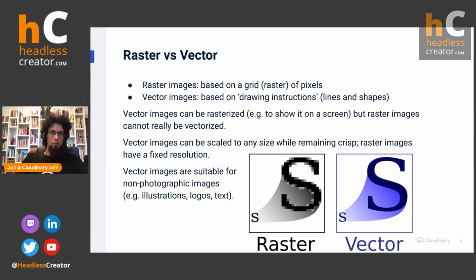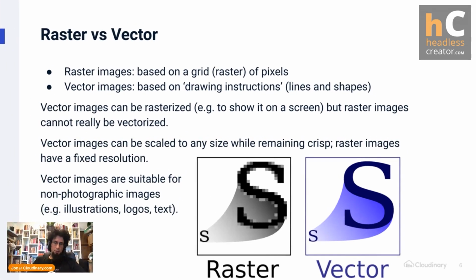So I'll mostly focus on raster images because they are the most common and they can be used for any type of image content. But just to emphasize, if you have a vector image, then it's best to keep it as a vector image and even serve it as a vector image as well.